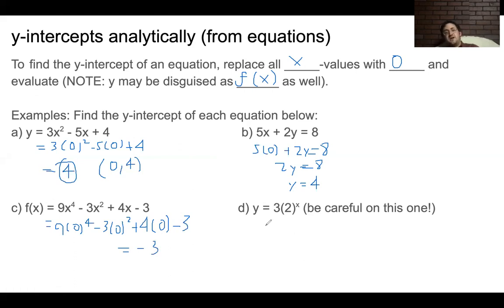And then on this one, what they may do on the SAT is give you something like an exponential. But if you have that same idea of plugging in 0 for your x value, you can find out what that y value is going to be as well. And anything that's exponentiated to the 0 is just 1. We can pretty quickly see that the y-intercept is going to be 3. And we don't even really need to know much about exponential functions to discover that.